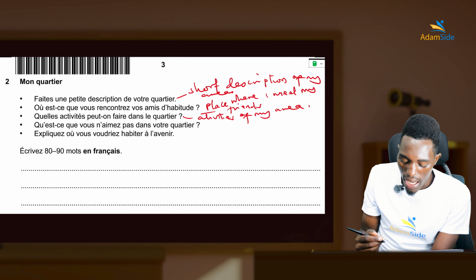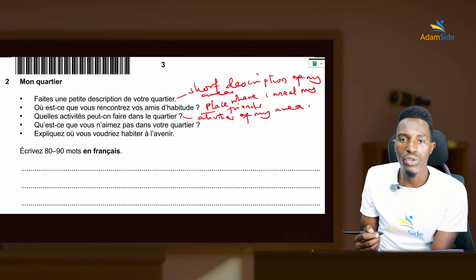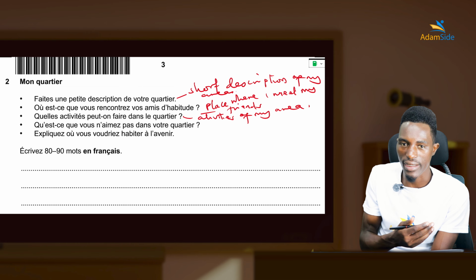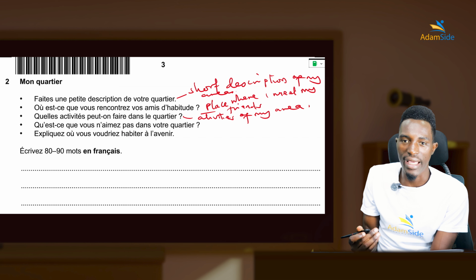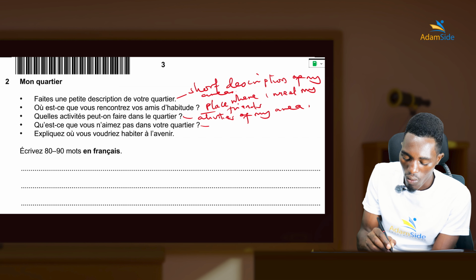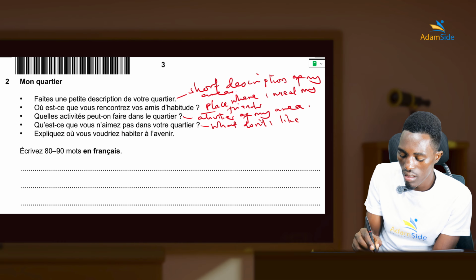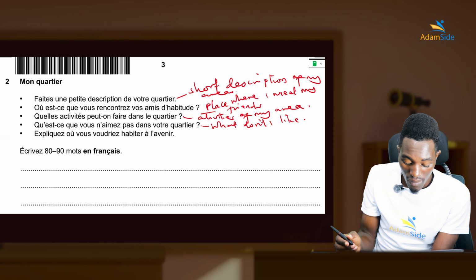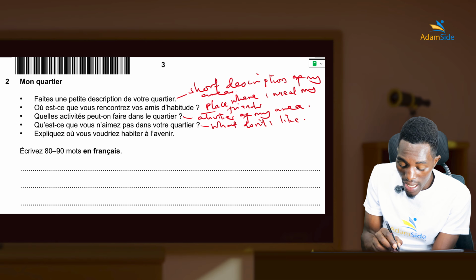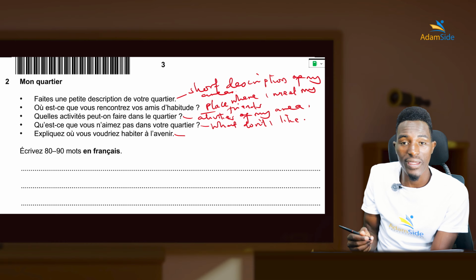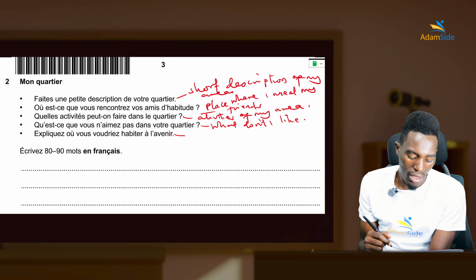Qu'est-ce que vous n'aimez pas dans votre quartier? What don't you like in your area? So if, for instance, you live in Mikocheni or Masaki or Kinondoni, etc., what don't you like there? What don't I like? By doing this, it will help you consider all the things when you are writing a composition.